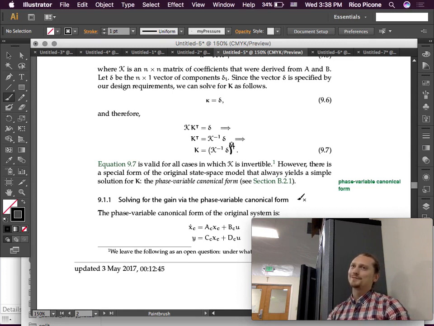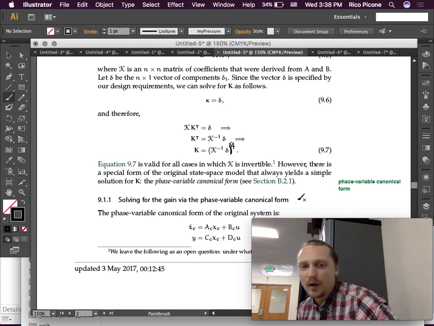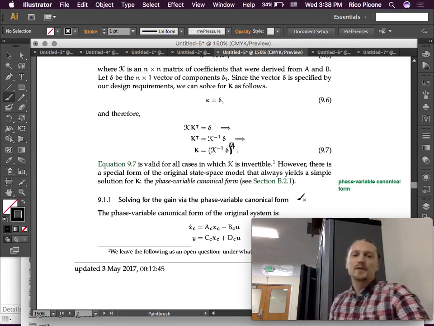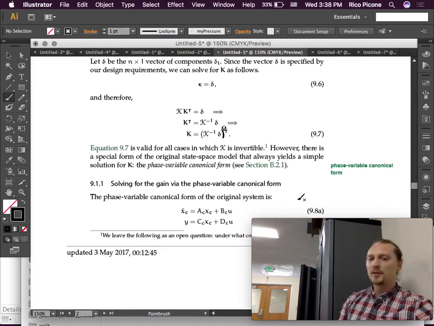All right. So now we have phase variable canonical form, which is now just one more tool in our tool belt. We can convert over to phase variable canonical form if we want to, and it turns out in this case we will want to. So let's use that: solving for the gain via the phase variable canonical form.